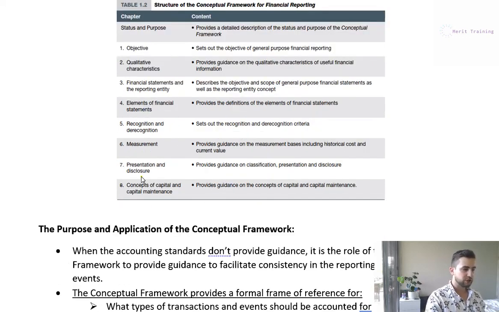Number 6, this is measurement. This provides guidance on the measurement basis, including historical cost and current value. Number 7 is presentation and disclosure, which provides guidance on classification, presentation, and disclosure. And then finally, 8, concepts of capital and capital maintenance. This provides guidance on the concepts of capital and capital maintenance.